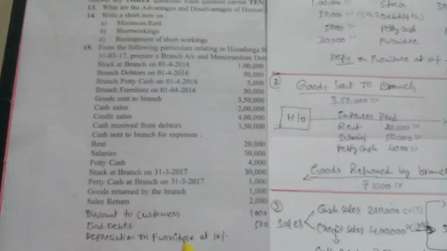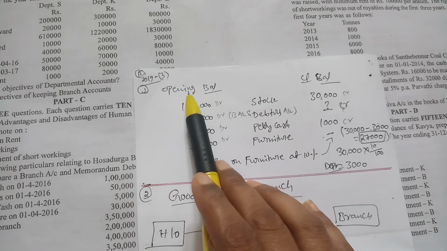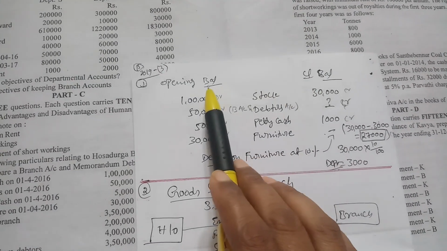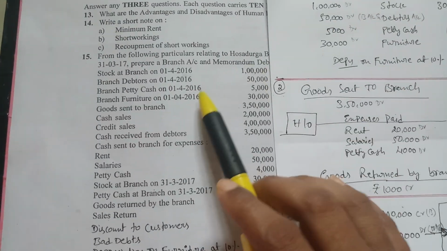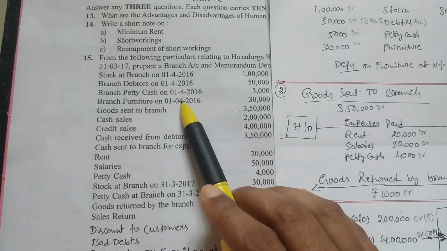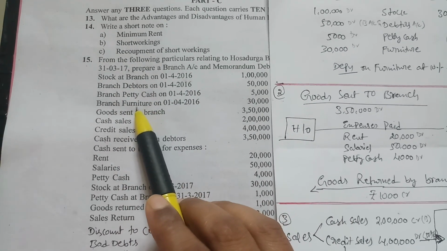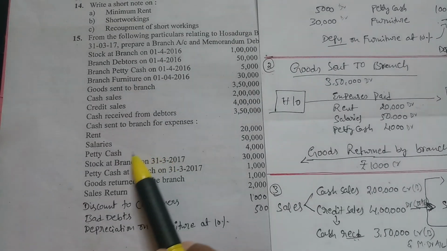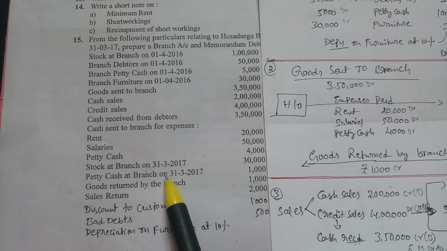this problem I'm dividing into three parts. The first part is opening balance and closing balance. In opening balance and closing balance, I have taken both the opening and closing: stock, debtors, petty cash and furniture. These are the openings, and the closings are stock and petty cash.